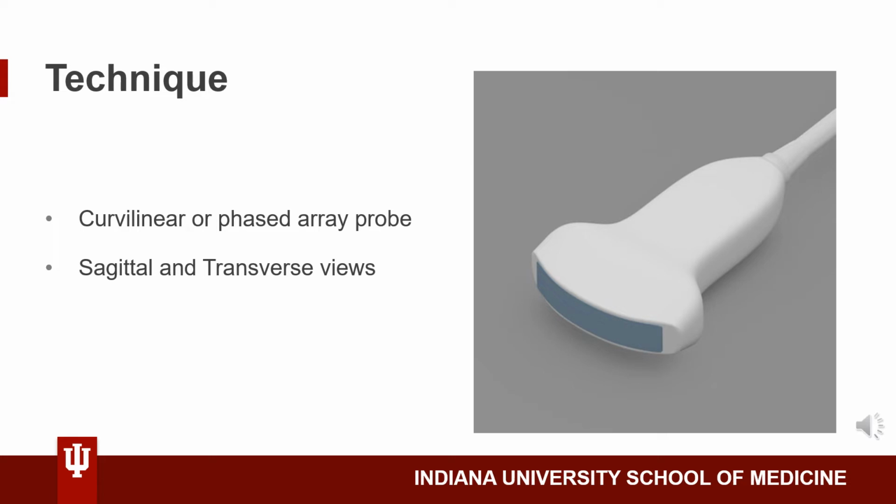So moving into the actual technique of doing a right upper quadrant ultrasound and diagnosing cholecystitis, the ideal probe for this would be a curvilinear probe. A phased array probe can be used, but curvilinear is more ideal. And then in order to do a full ultrasound of the gallbladder, you would need to demonstrate the full gallbladder in sagittal and transverse views.